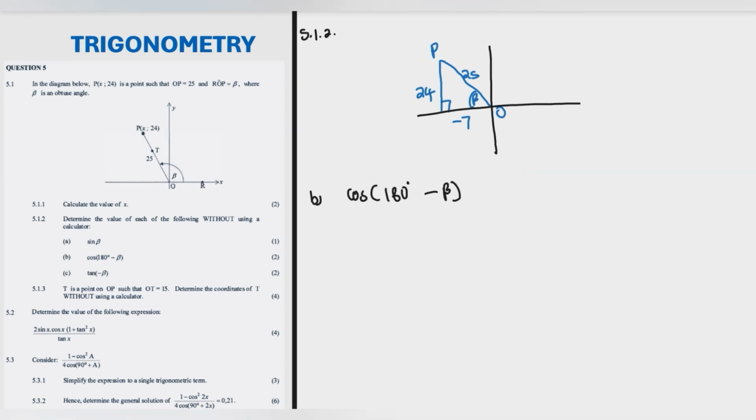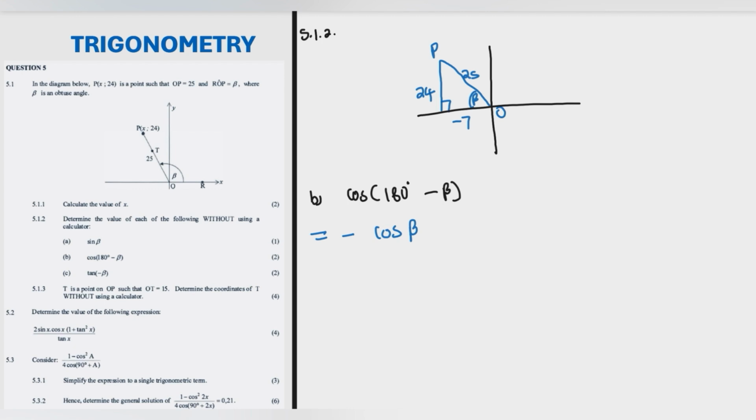For B, where we have cos of (180 minus beta), we're going to use the reduction formula. Cos of (180 minus beta) lies in the second quadrant. In the second quadrant, cos is negative. So our answer will be negative cos of beta. If you want background on trigonometric basics, please drop a comment so that I can see the stats and then make a video, depending on how many people need help with notes on trig background.